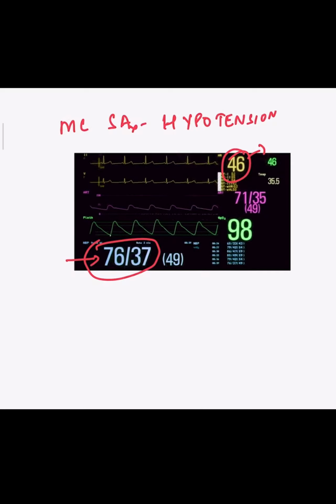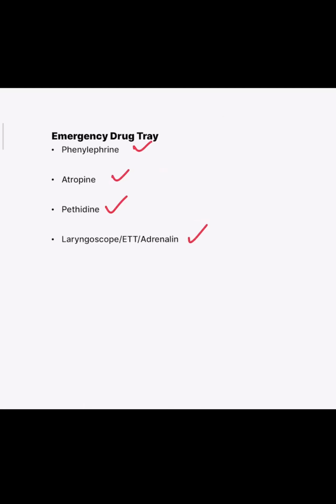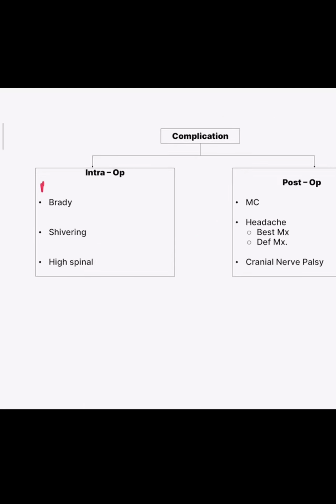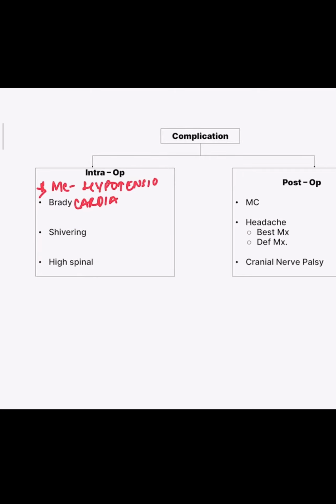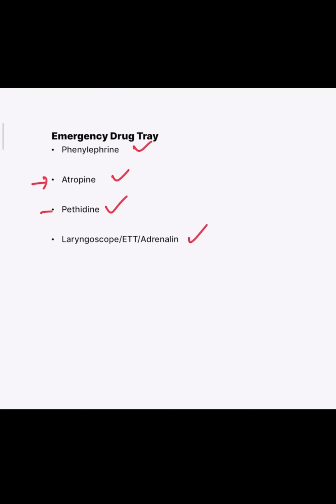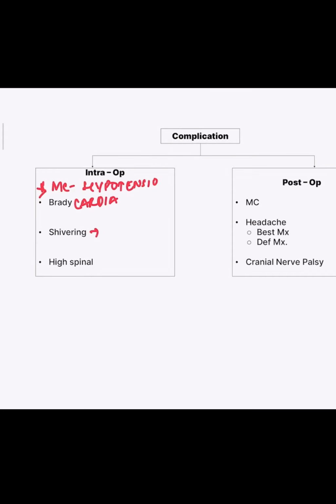Now the second complication that could occur in spinal anesthesia, after hypotension, the most common, is bradycardia. And we are not worried about bradycardia. Why? Because the second drug we have kept is atropine. The third drug we keep in our emergency drug tray is pethidine. Why? Because the third complication is shivering, which is easily managed with the help of pethidine.